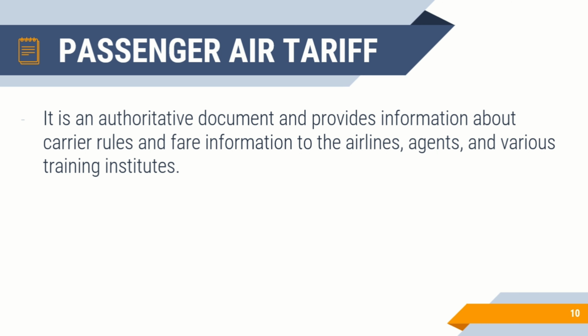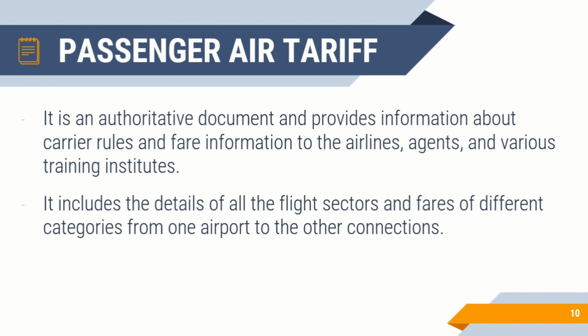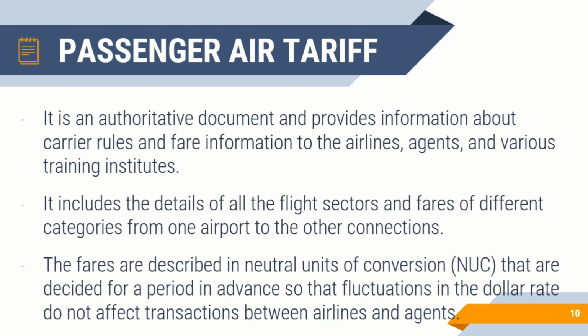Passenger air tariff is an authoritative document and provides information about carrier rules and fare information to the airlines, agents, and various training institutes. It includes the details of all the flight sectors and fares of different categories from one airport to the other connections. The fares are described in neutral units of construction or the NUC that are decided for a period in advance so that fluctuations in the dollar rate do not affect transactions between airlines and agents.